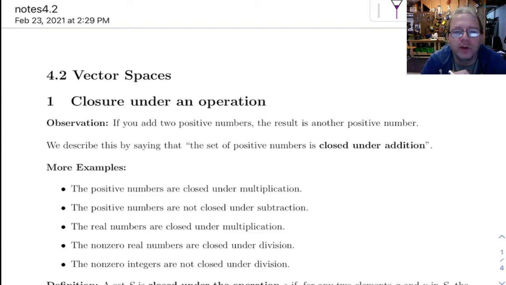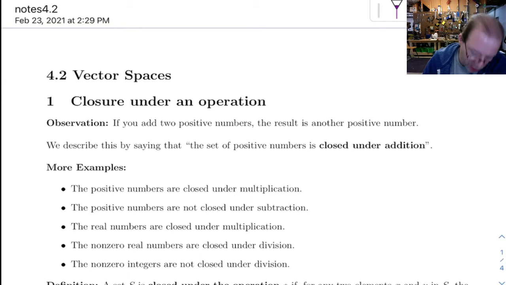In 4.2, we're going to look at vector spaces. Now, we've already dealt with some vector spaces such as R2 and R3, and we've talked about R4 and other larger dimension vector spaces. But the idea of a vector space, the definition actually encompasses more things than just those. And so we'll get to the formal definition of it pretty soon. But before we do that, we need to talk about the concept of closure.